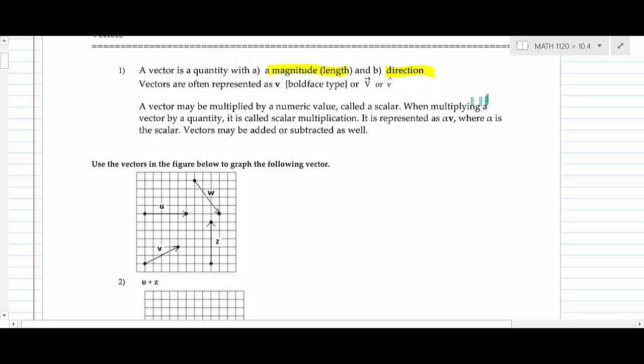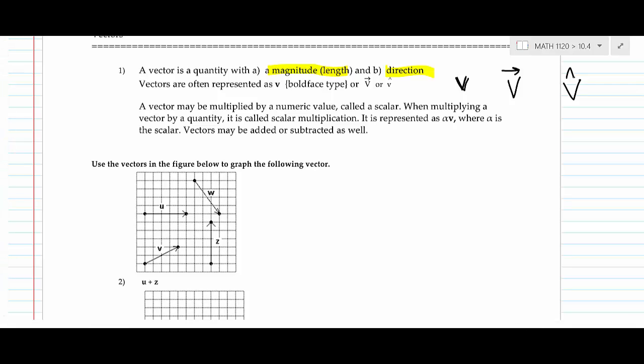Our textbook, which I don't like, uses a boldface type for a vector. Most of the time you'll see me write it like this, just a V with an arrow on top. Some textbooks do V with a hat on top, okay? The most common one you're going to see is the arrow, so that's the one that I'm going to use most of the time.